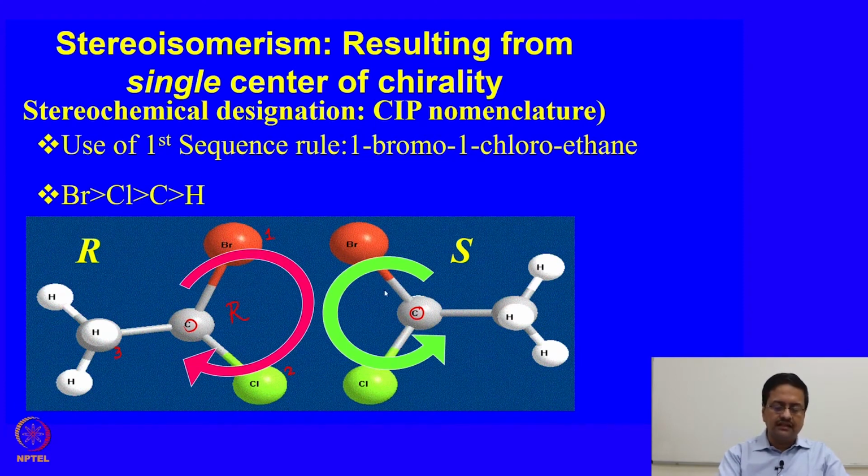And in the other case, the bromine is 1, chlorine is 2, and that methyl group is 3. So 1, 2, 3 is a rotation in the anti-clockwise direction. So this is the S isomer of 1-bromo-1-chloroethane.